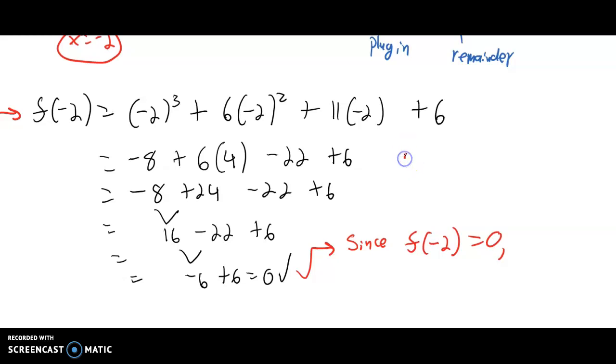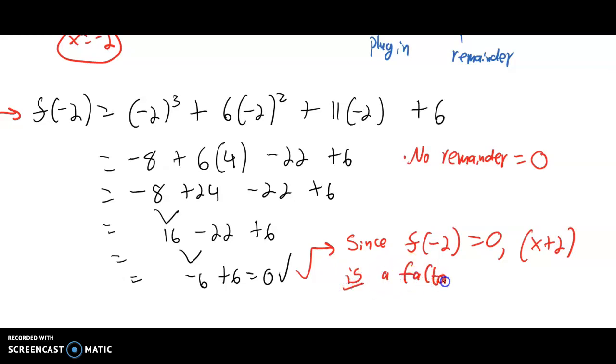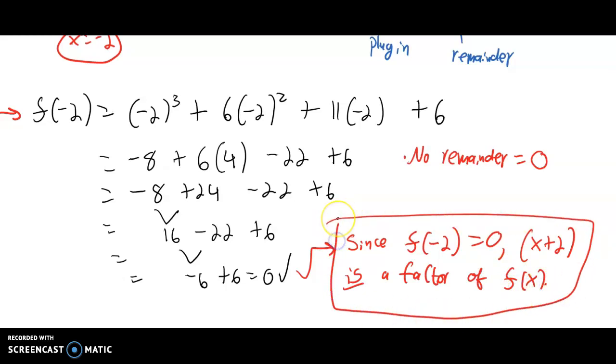So let's write that. That's a good point, actually. No remainder equals 0. They mean the same thing. If it says no remainder, it means the remainder is 0. Since f of negative 2 is 0, x plus 2 is indeed a factor of f of x. So this is our final answer here.